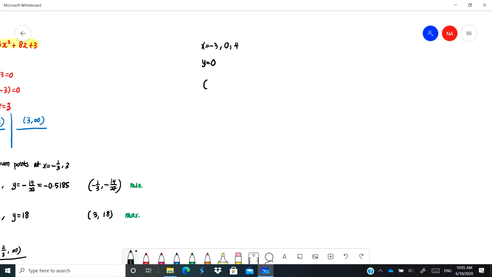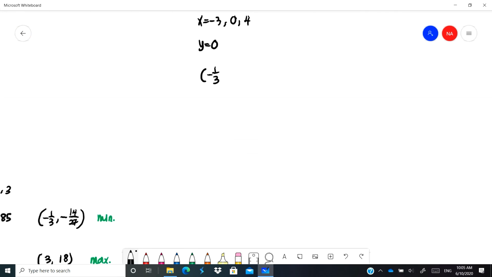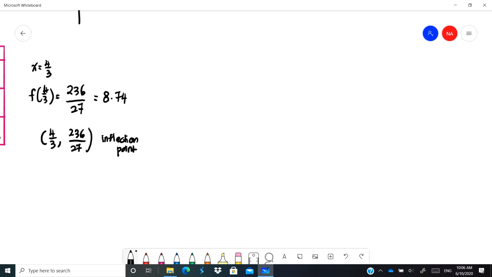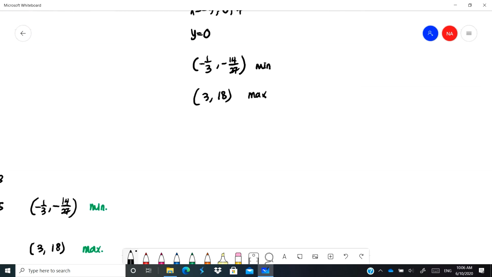So -1/3, -14/27. This one is the minimum point, and we'll have 3, 18, which is the maximum point. And the last one, we'll get the inflection point, which is given by this point, 4/3, 36/27. That one is the inflection point.